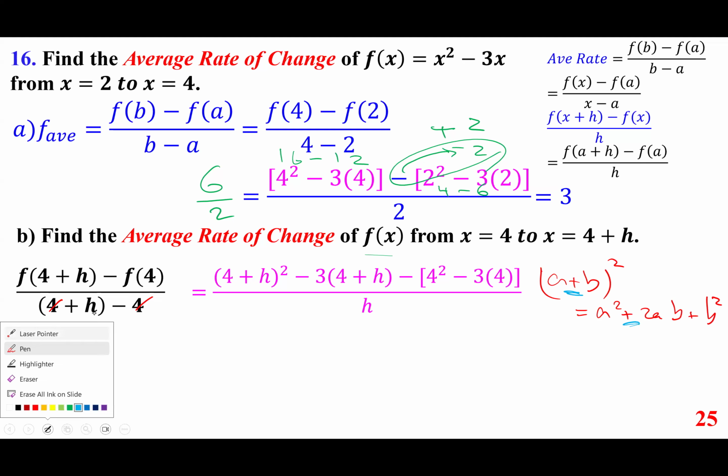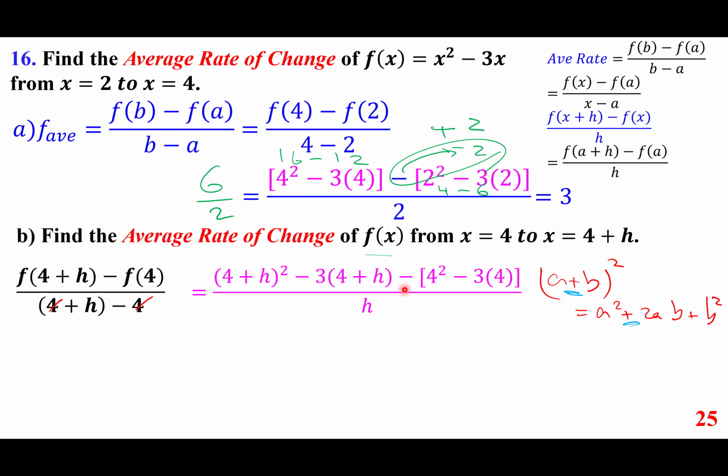A plus b squared is a squared plus 2ab plus b squared. A minus b squared is a squared minus 2ab plus b squared. So those are identities that we should know. Therefore, 4 plus h squared is 4 squared, which is 16, and then 2 times 4 times h is 8h, plus h squared, minus 12 minus 3h.